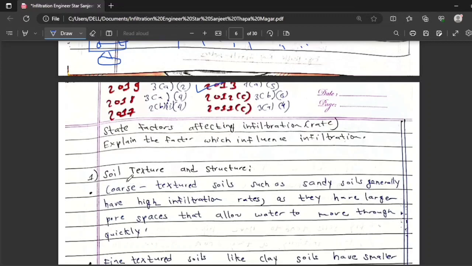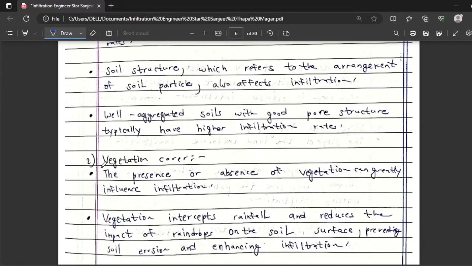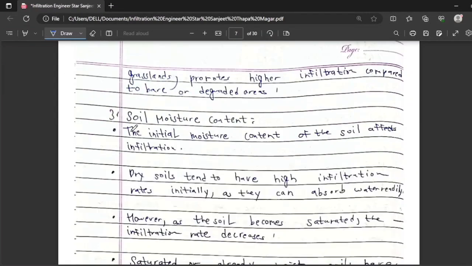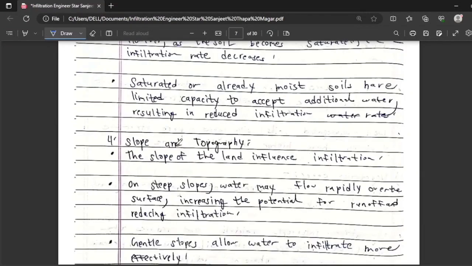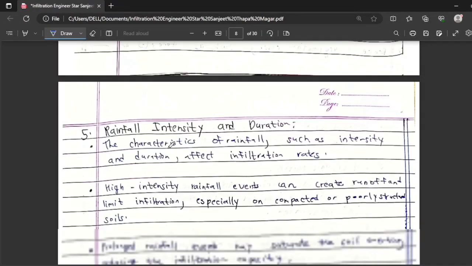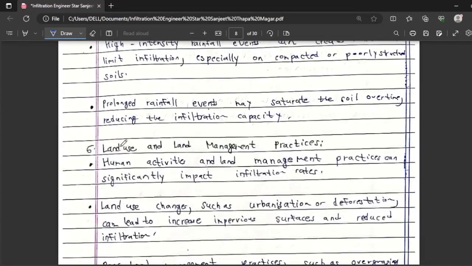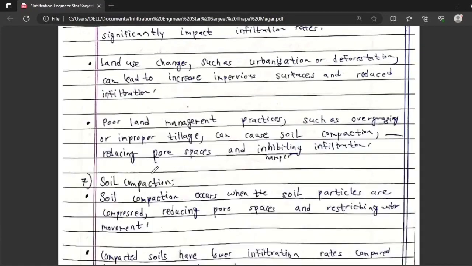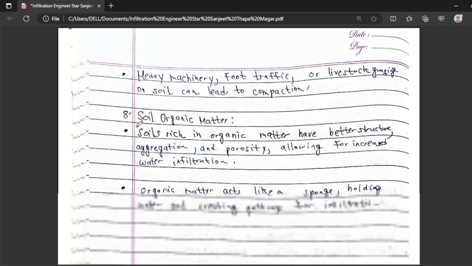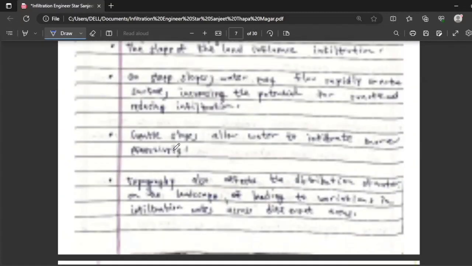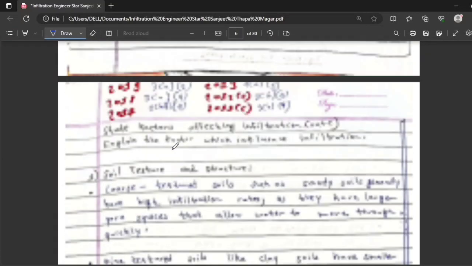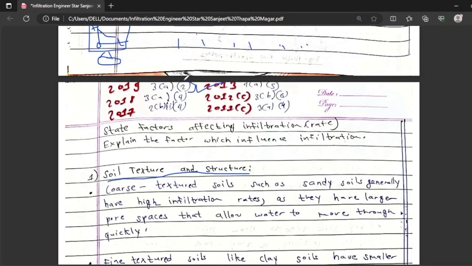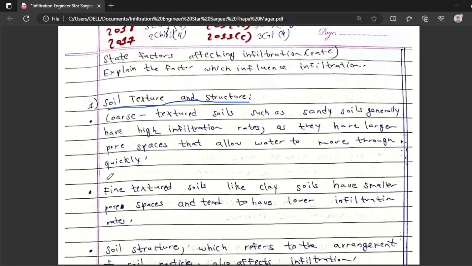Without explaining, like, the first factor is soil texture and structure. Second is vegetation cover. Third is soil moisture content. Fourth is slope and topography. Fifth is rainfall intensity and duration. Sixth is land use and land management practices, and soil compaction, and finally soil organic matter. If it was asking only 2 marks, then you can just list them. But if it is asking 4 marks, 6 marks, 8 marks, then we should explain.